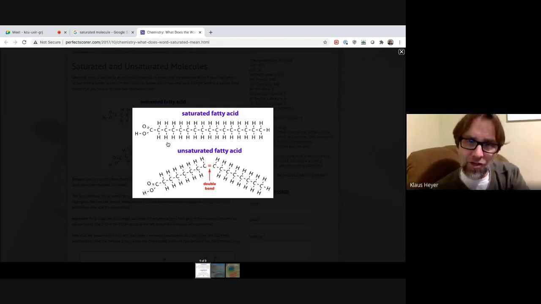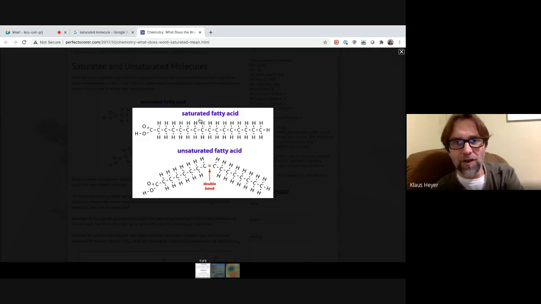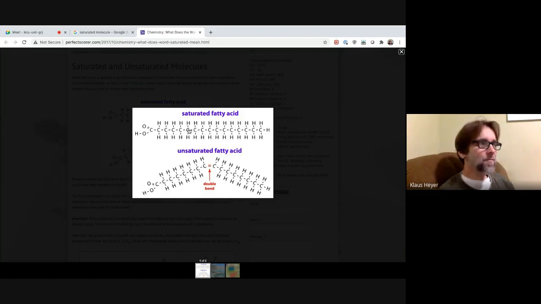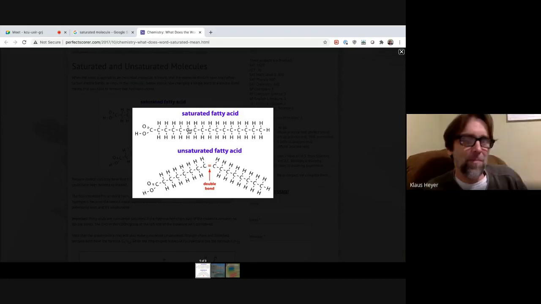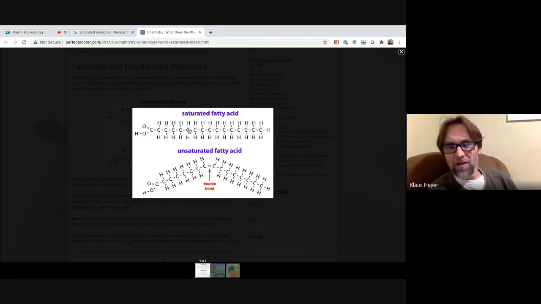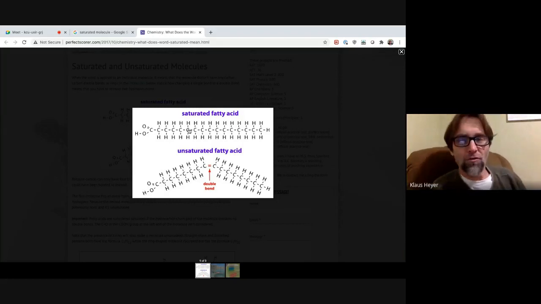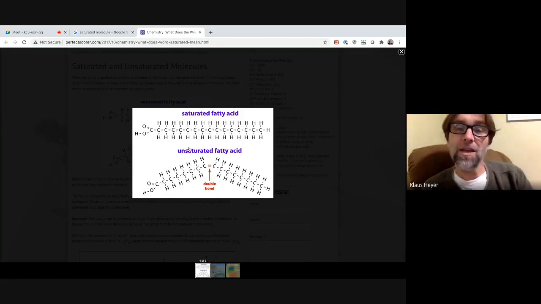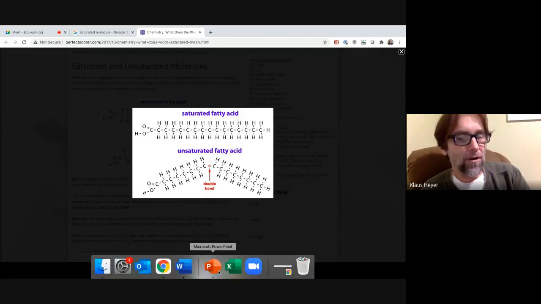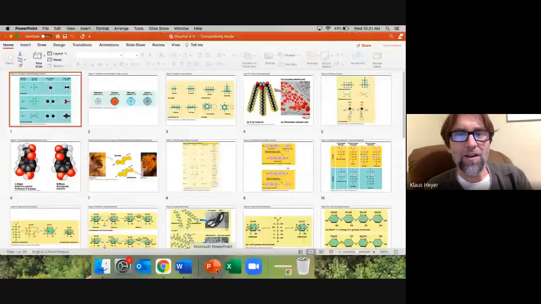It's not saturated with hydrogens. That's what saturated means. So this one's harder to break apart. So the thought behind it is that it's harder to break apart in your body too. So saturated fats look like they're harder to break down and maybe more likely to clog your arteries and stuff. But the third difference is the double covalent bond. So the unsaturated fats have a double covalent bond.